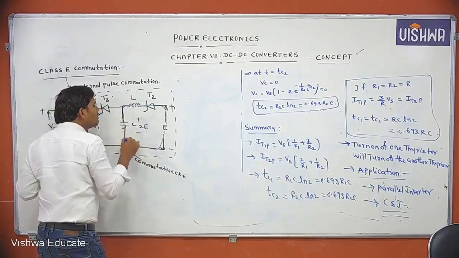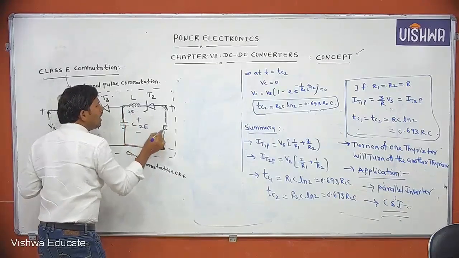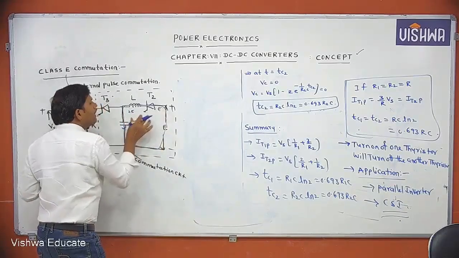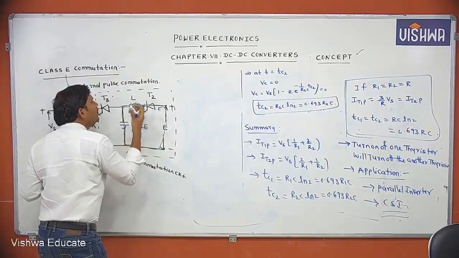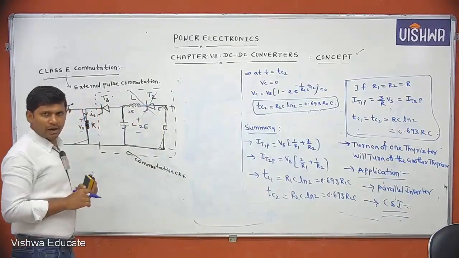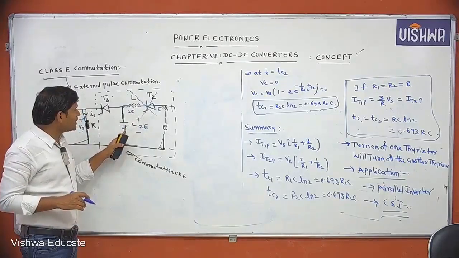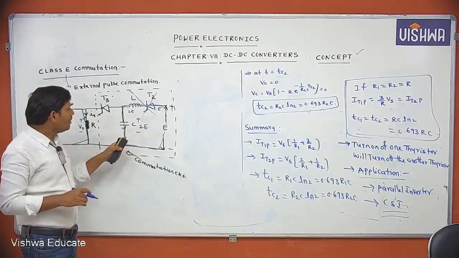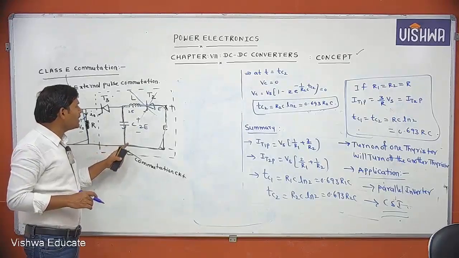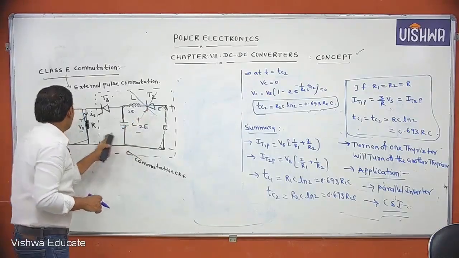Whenever the capacitor charges to a maximum voltage of 2E, at this point the voltage is 2E and at this point the voltage is E. Then automatically T2 will be reverse biased, then T2 will be commutated. T2 will be turned off. That means in the LC circuit, the capacitor charges to a maximum voltage of 2E, and then T2 is turned off. Now the circuit is ready to turn off T1.